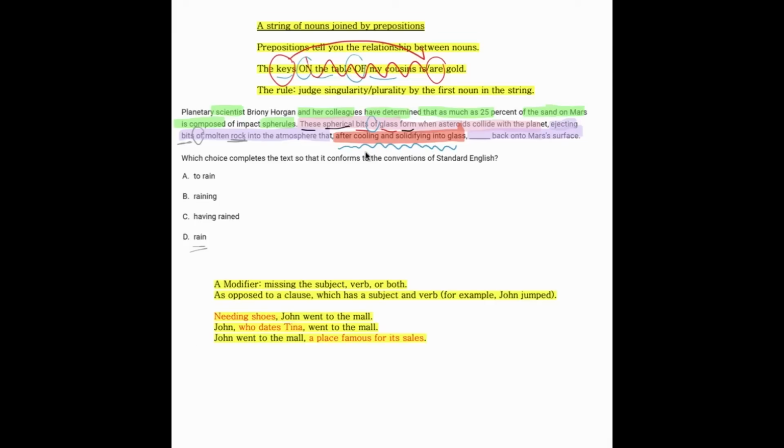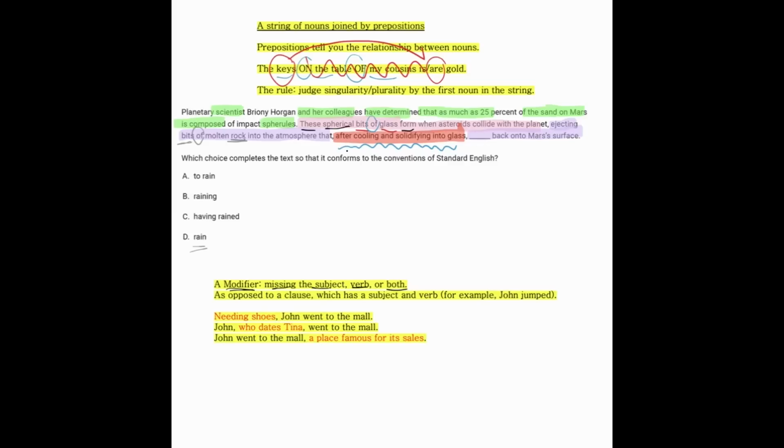So for the record, both the purple part and the red part are both modifiers. A modifier is missing the subject, the verb, or both. The purple one starts with ing, so it's missing the verb and it's also missing the subject. And in red, we're not seeing this happened after cooling and solidifying into glass. Instead, it's just after cooling and solidifying into glass. So that's a modifier as well.